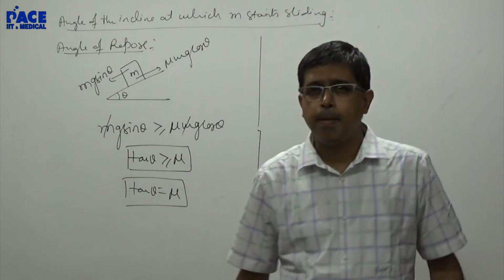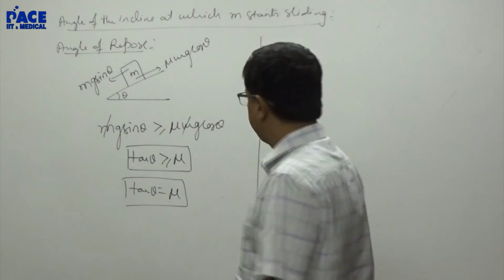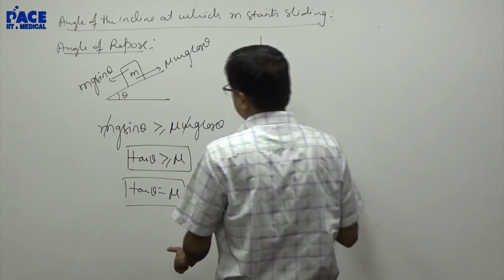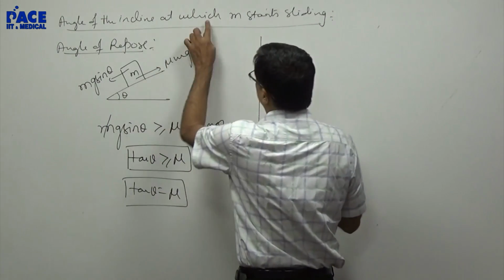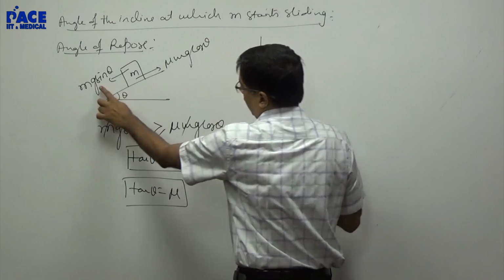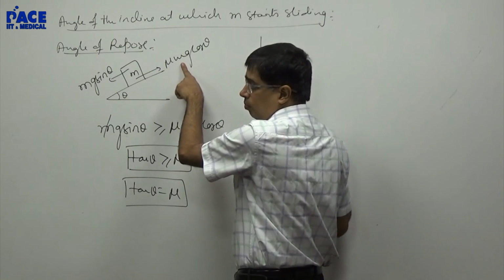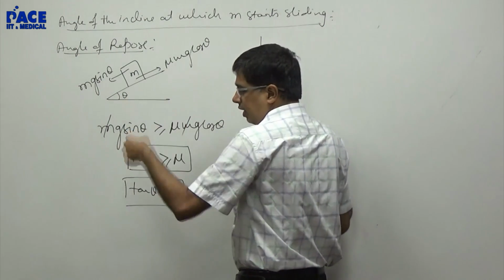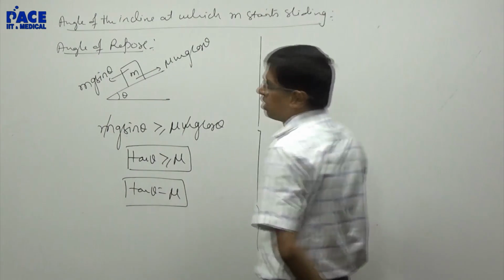If it is sliding, mg sin theta will always be greater than the friction. Just about to slide, mg sin theta will be equal to mu mg cos theta. The next instant it will start sliding down.